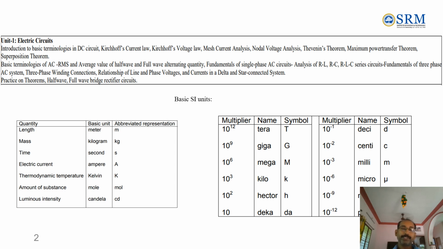So the basic SI units, you might have been familiar with this: length, mass, time, as well as the multipliers, 10 to the power of plus 12, plus 9, plus 6, plus 3, plus 2, plus 1. These are called tera, giga, mega, kilo, hecto, deca. In the same way, 1 upon 10, 1 upon 100, that is 10 to the power of minus 1, 10 to the power of minus 2, and so on, up to 10 to the power of minus 12, are called deci, centi, milli, micro, nano, pico.